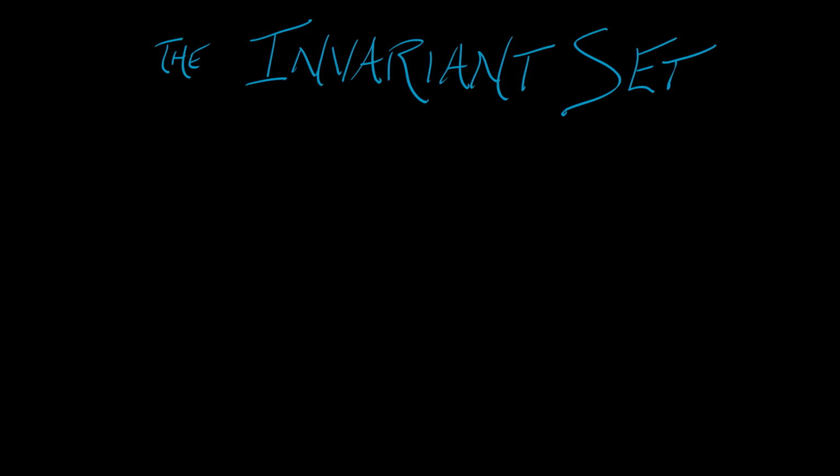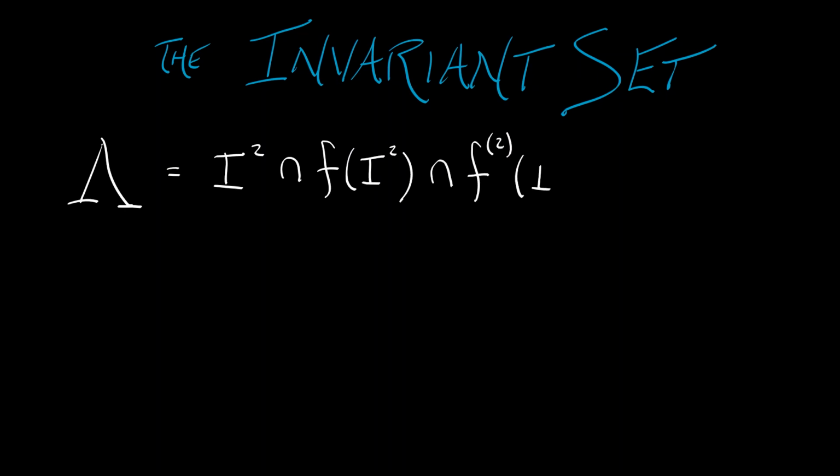Now, where we're going with this is the invariant set. We're going to call this set lambda, and it's going to consist of all the intersections of these images. We take the unit square, and then we intersect it with its image under F. Then we intersect it with its image under F composed with F, which I'll write as F with a superscript 2 in parentheses. And then another iteration and another, and we keep going. All forward images.